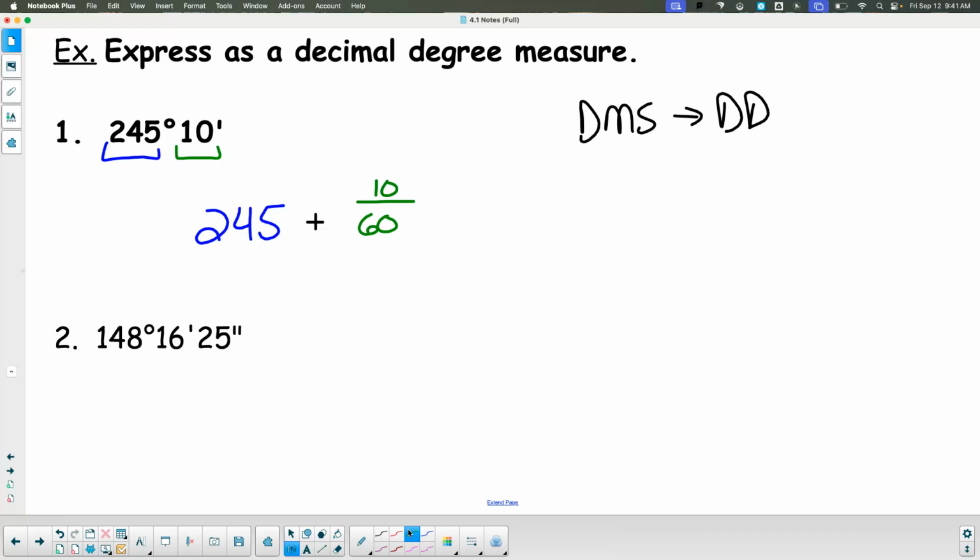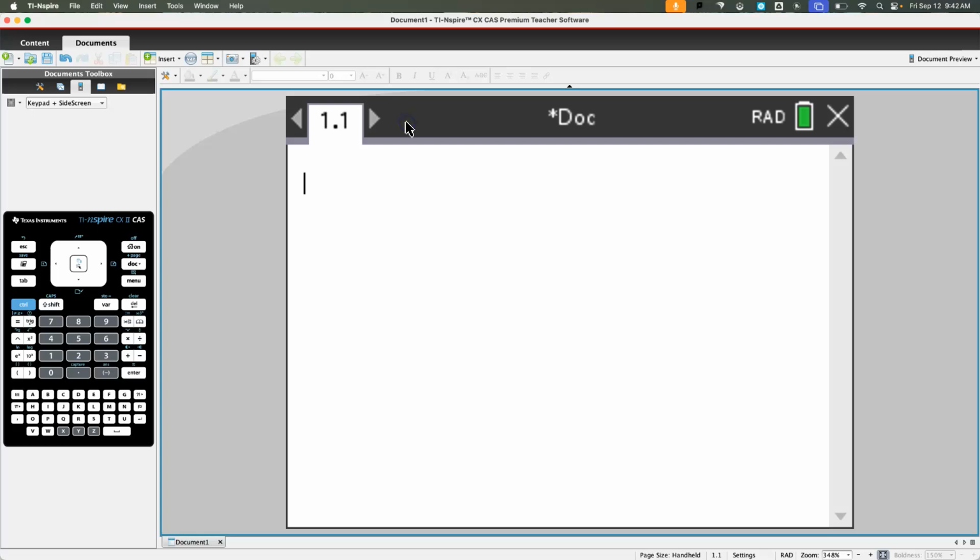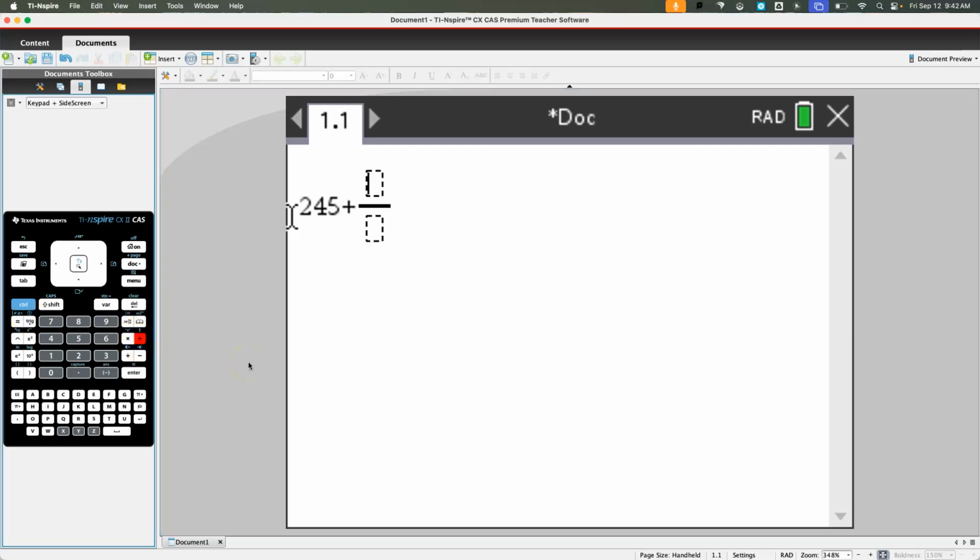And so that now I can type in my calculator. So now you go 245 and you add to it the fraction 10 over 60 and you put it in decimal degree form. So that is 245.167 degrees.